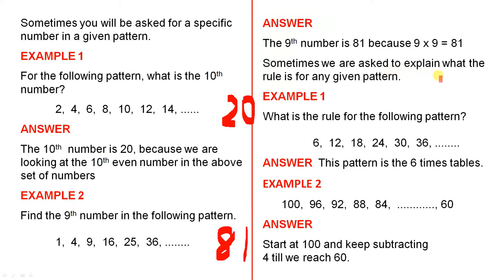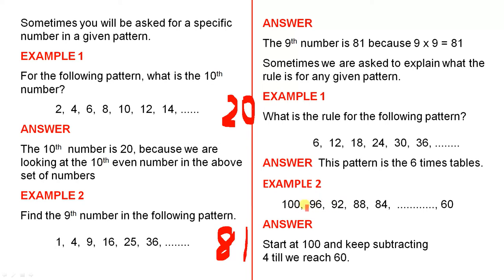Sometimes we are asked to explain what the rule is for any given pattern. Example 1. What is the rule for the following pattern? 6, 12, 18, 24, 30, 36. This pattern is the 6 times tables. 6 1s are 6, 6 2s are 12, 6 3s are 18, 6 4s are 24, 6 5s are 30, 6 6s are 36, and so on.